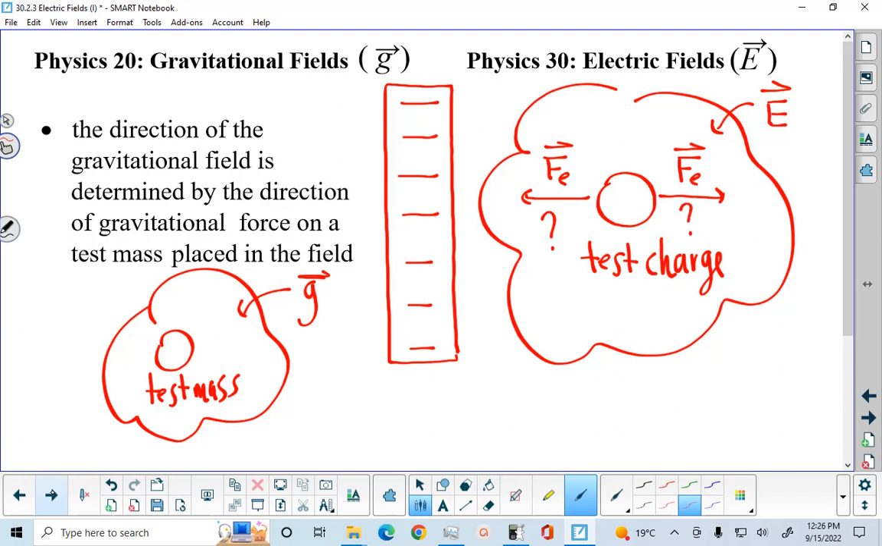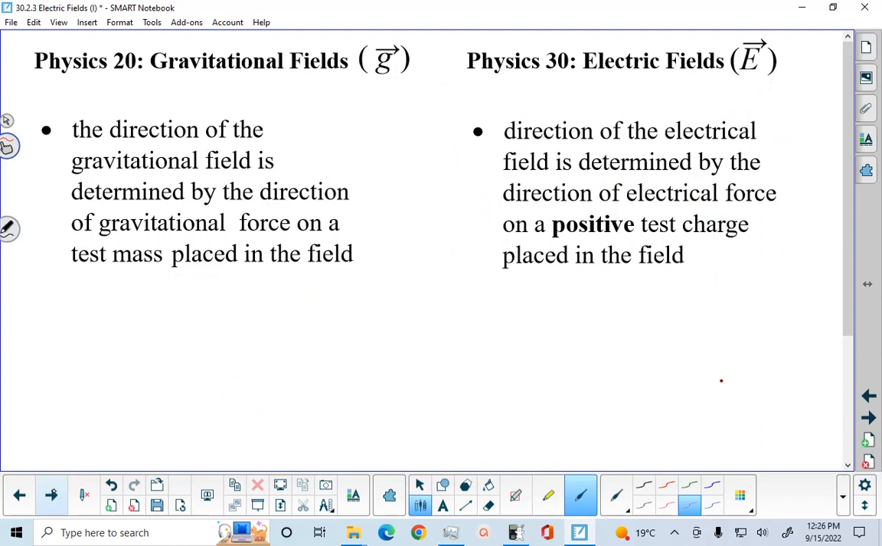So I can't tell the direction of the field. And I think many of you know the reason for this. It's that I don't know whether that charge that I put in the field is positive or negative. Well, it turns out that we all have the same rule to follow. The direction of an electric field is the direction of electric force on a positive test charge that's put in the field. That's the rule we have to follow, and you're going to get more and more used to this.